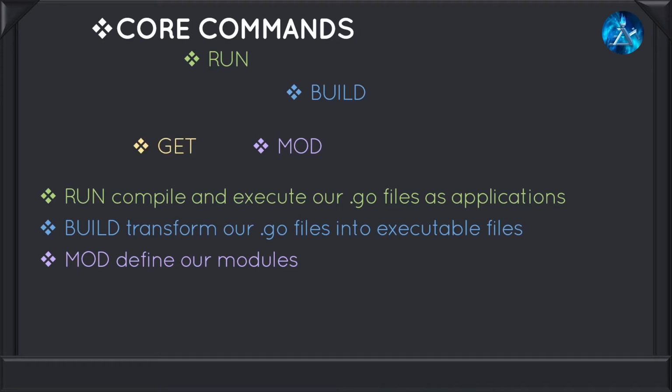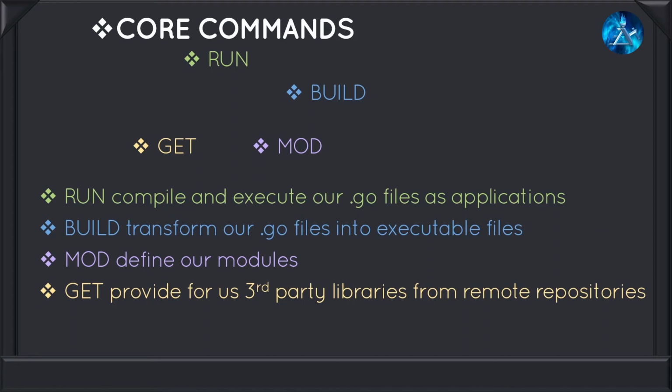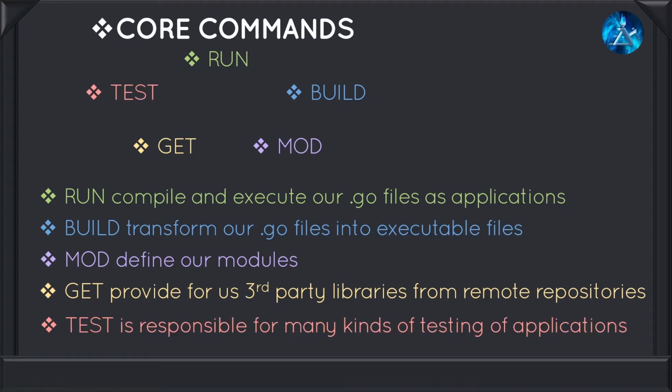Fourth function will be get function. Get function provides for us third-party libraries from remote repositories, which means that we can directly get libraries from the internet, from other developers, or from our private remote repositories. Fifth command will be test command. Test command is responsible for many kinds of testing inside of our applications.